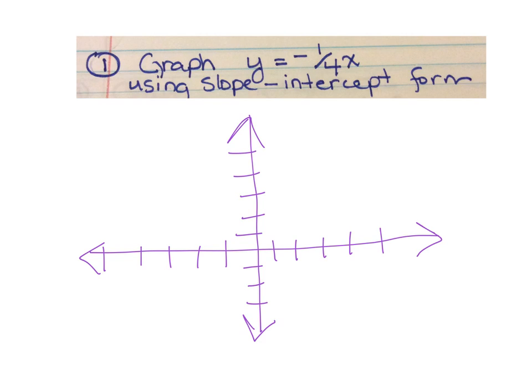All right, for problem number 1, you're going to graph y equals negative 1/4 x using slope-intercept form. And you'll want to use graph paper. So please get a piece of graph paper and go ahead and graph this problem.